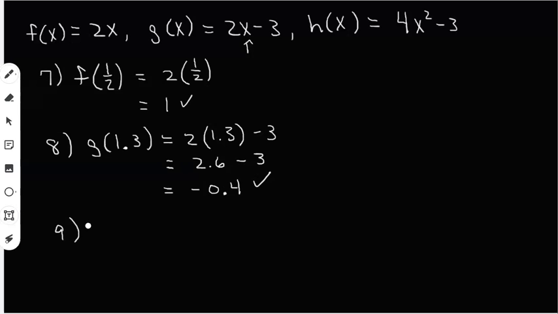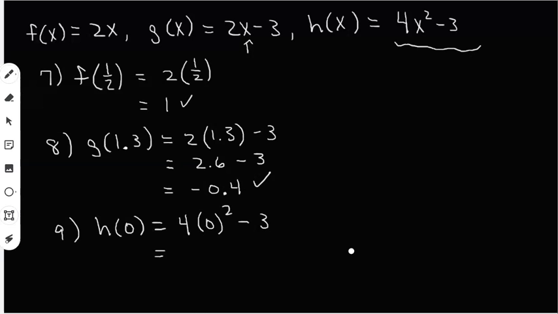All right, number 9 says h of 0. I want to use h of x, so I'm going to be using this function right here. We have a 4. We're going to let our x be 0. We do need to square that, and we do need to subtract 3 at the end. So I'm going to start off with exponents first.